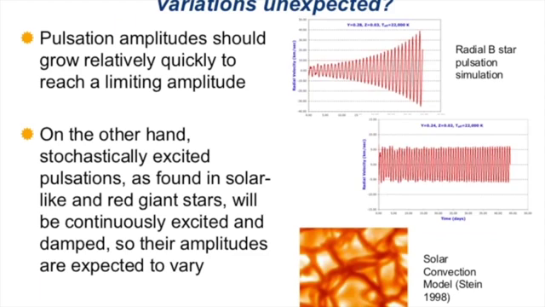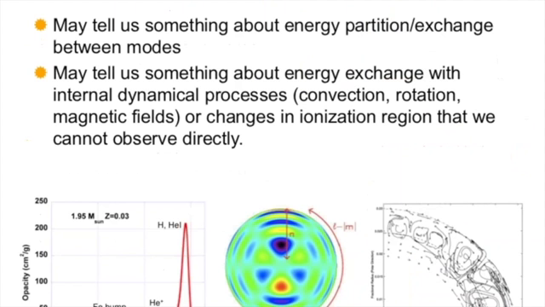Here's just a picture of a B star radial pulsation that I ran in a code that grew, and it grew to some amplitude and then it levels off and stops. But stochastically excited pulsations like those found in the sun or in red giants are continuously excited and damped, so you do expect the amplitudes to vary, but not in these intrinsically unstable stars like the Gamma Dor or Delta Scuti stars. You don't expect to see that.